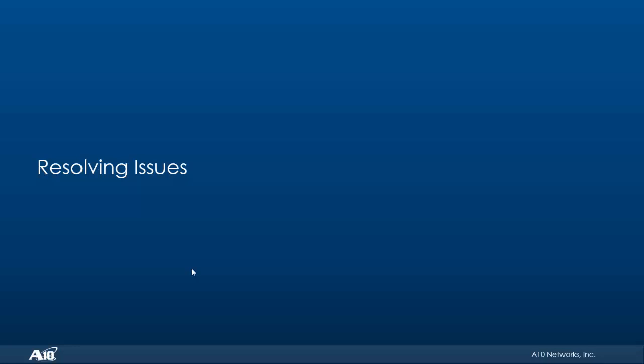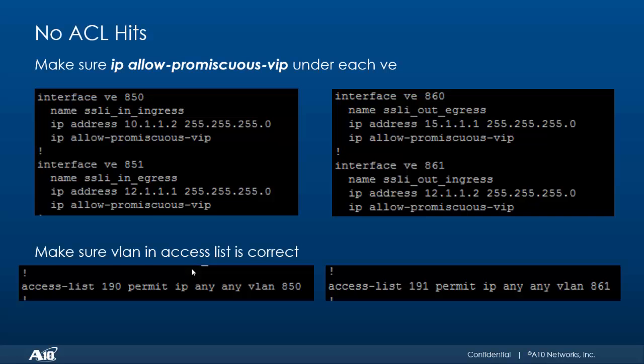Now let's look at some of the issues that we might face while we are conducting our troubleshooting phase. The first problem that we might see is we aren't getting any hits on our ACLs. For this, we need to make sure that we have the command IP allow promiscuous VIP under each virtual interface.